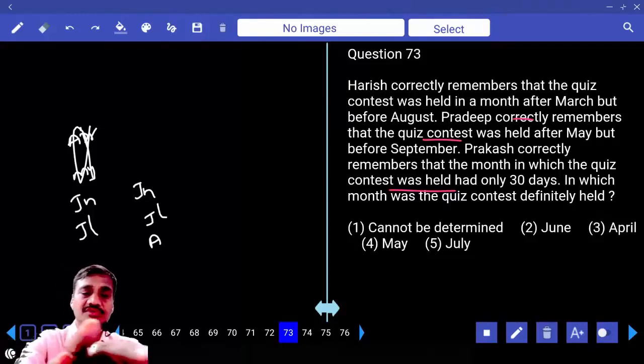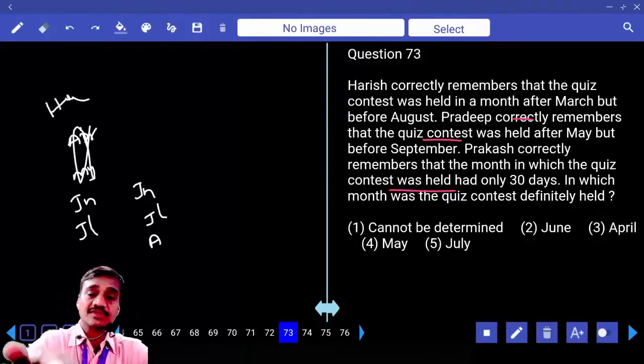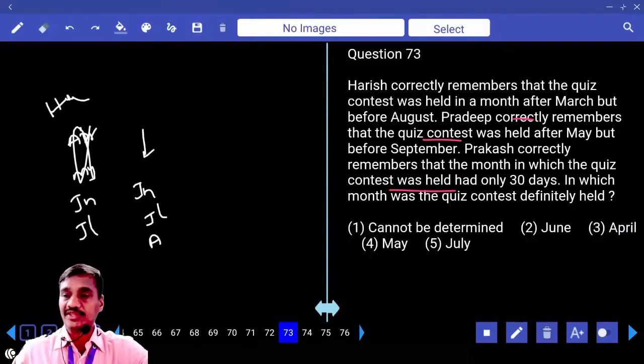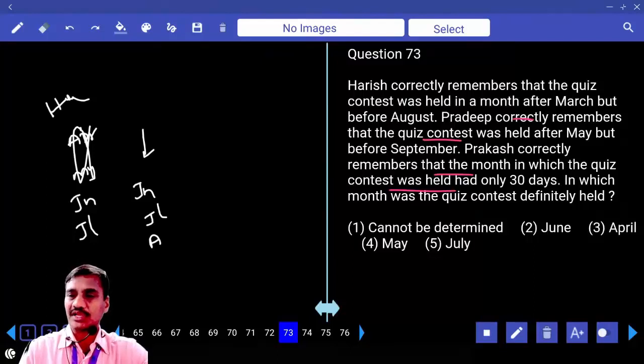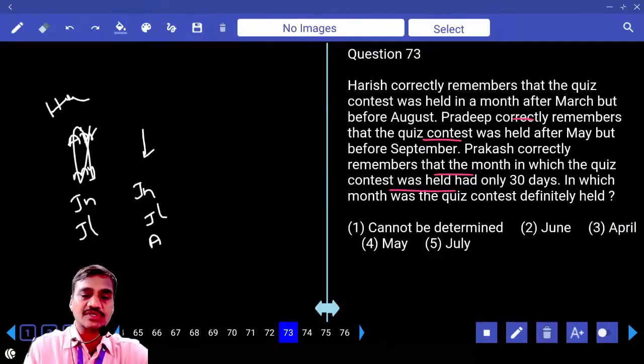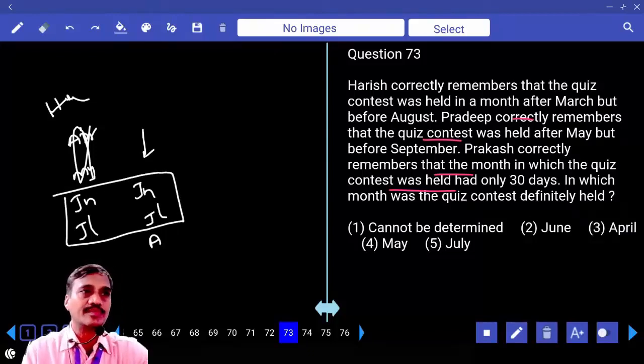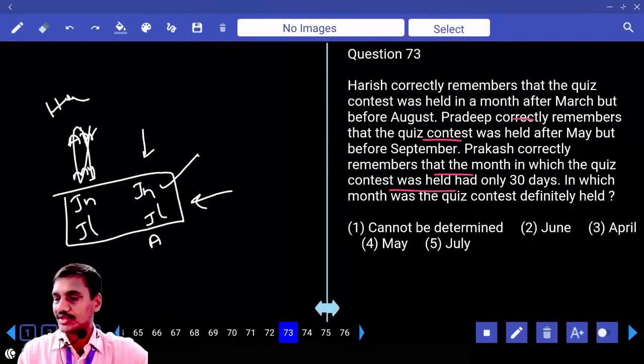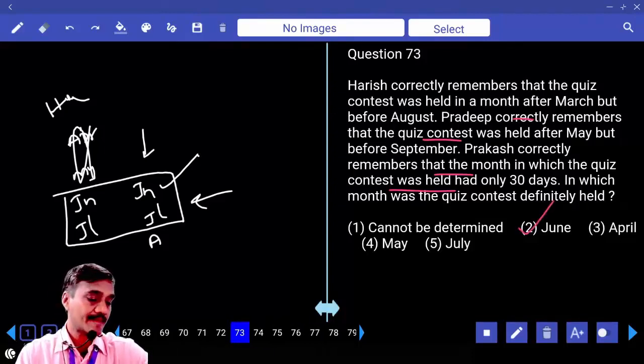Now this is according to Harish and this is according to Pradeep here. And Prakash correctly remembers that the contest was held in a month of only 30 days. Now among April, May, June and July, what are the months that are common? June and July. Now between these 2 common months, the month which has 30 days is only June. Hence what is your answer here? June, that is choice 2, question number 73.